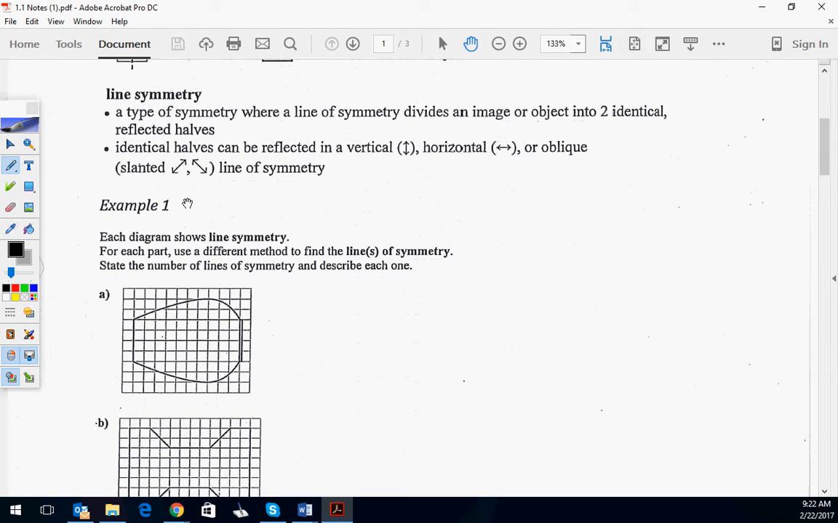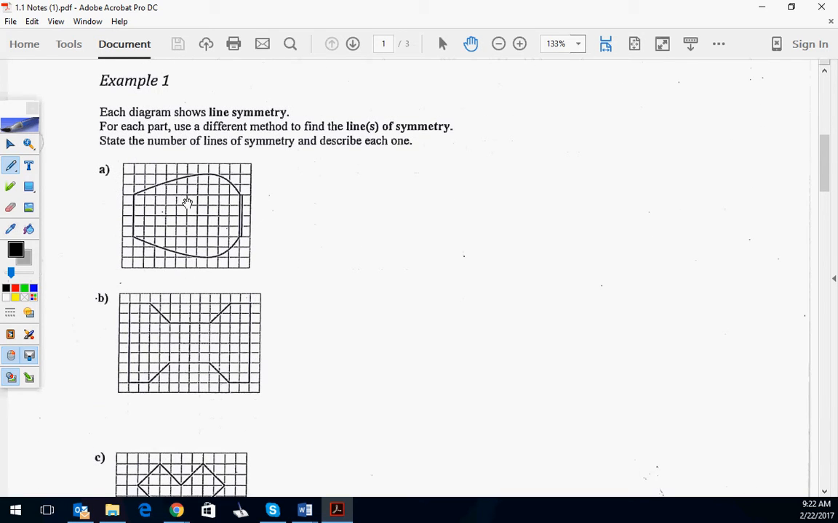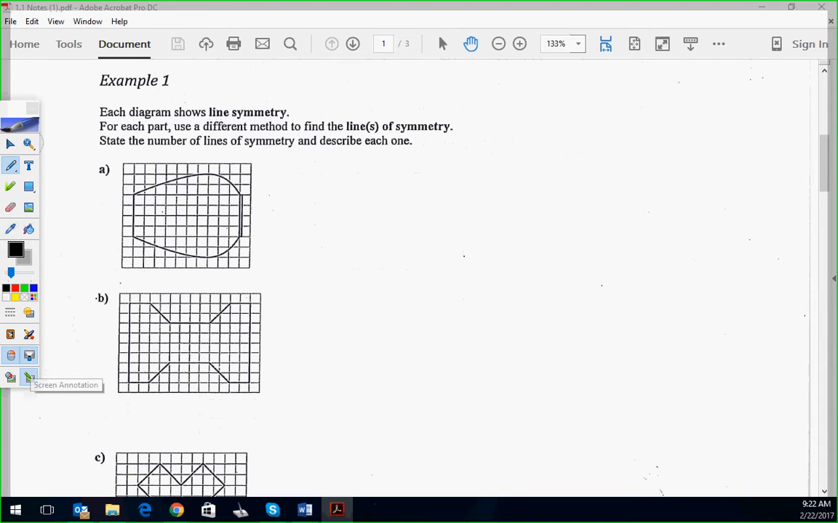Line of symmetry: a line of symmetry divides the image or object into two identical reflective halves. Identical halves can be reflected in a vertical, horizontal, or oblique direction, just being redundant there. All right, so for this example, each diagram shows a line of symmetry. For each part, use a different method to find the line of symmetry. State the number of lines of symmetry and describe each one.